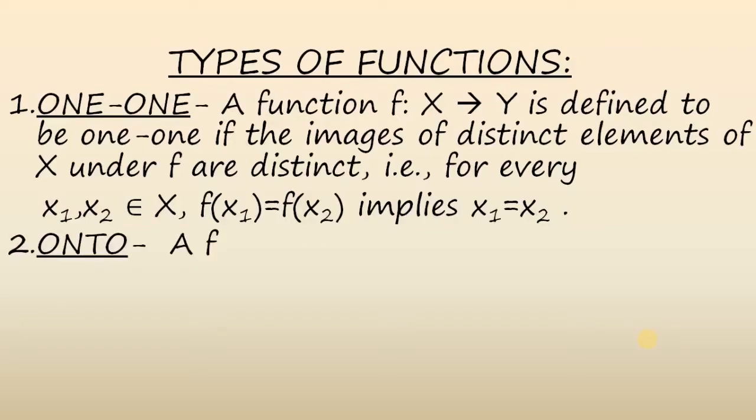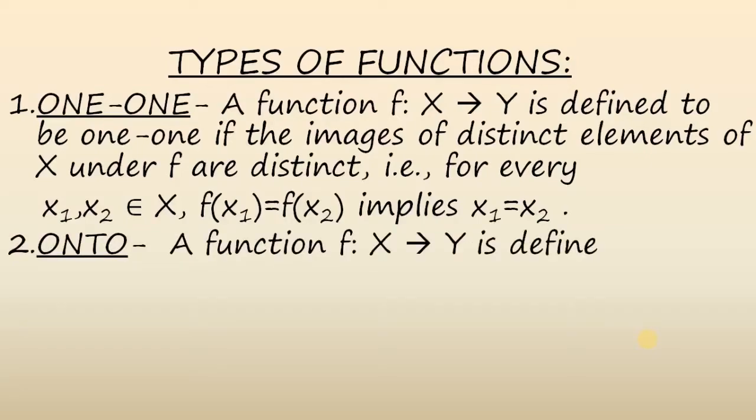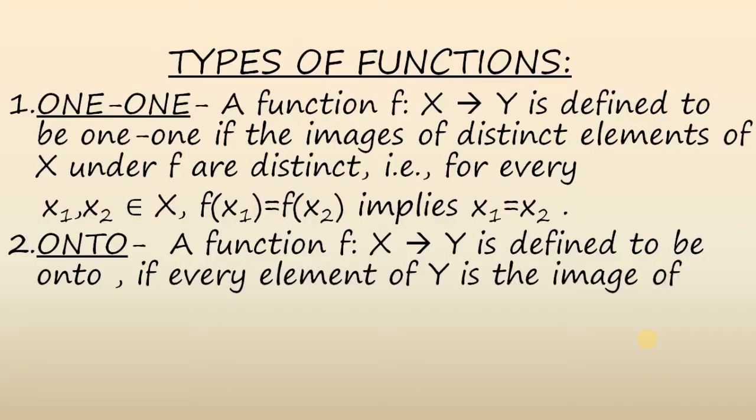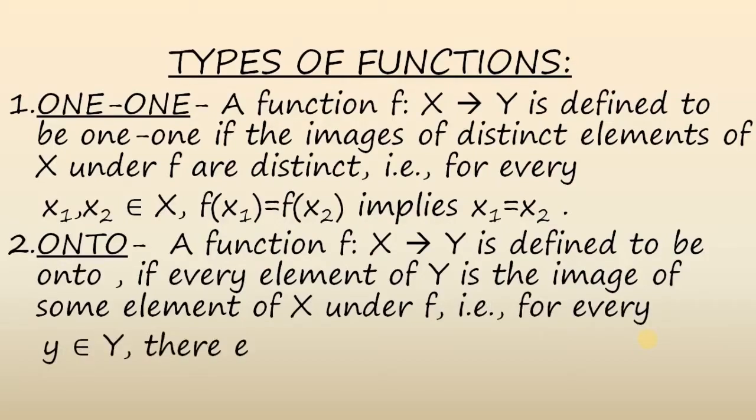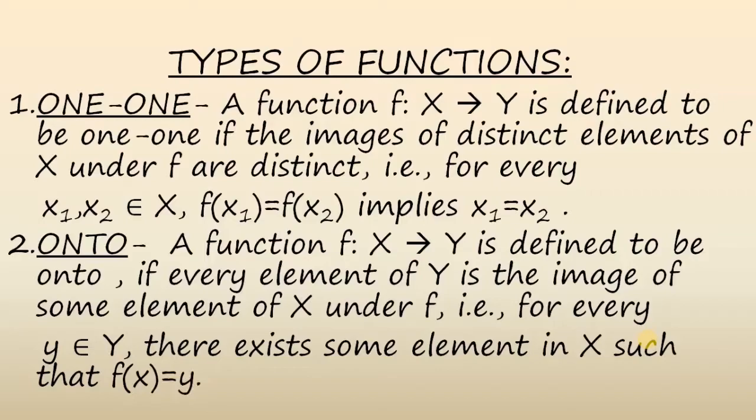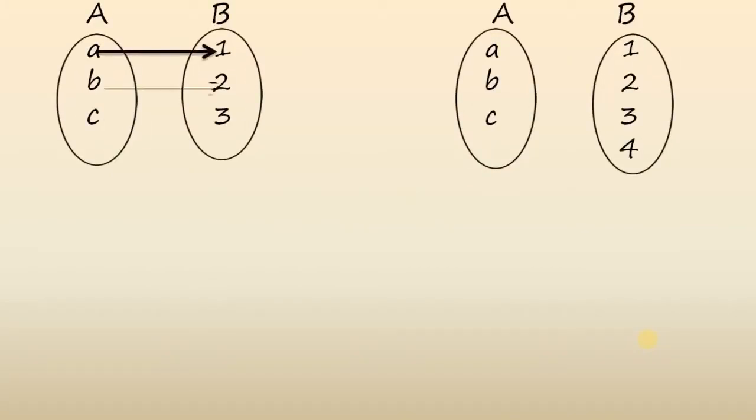Next we'll see onto. A function f from x to y is defined to be onto if every element of y is the image of some element of x under f. Here we are talking with respect to the codomain, or your right hand side. So every element in your codomain must have a pre-image in your domain. That's all. So in one-one we look at the left hand side, in onto we look at the right hand side. Let's move on, and I'll show you some examples and we'll see if it's one-one or onto.